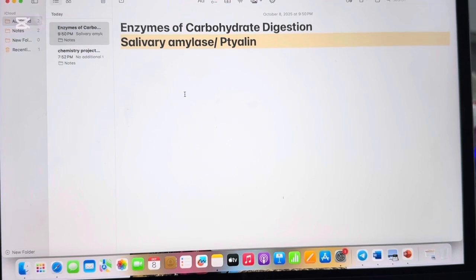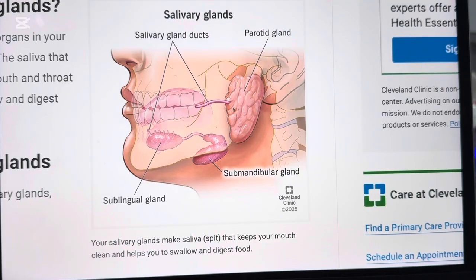And the very first carbohydrate digesting enzyme you're going to deal with is salivary amylase, which can also be called ptyalin. P is silent, all right? There you go. Salivary glands, which are exocrine glands because they have ducts, and whatever they produce in the saliva, they go through the duct and then they get into your mouth, and it helps in digestion. It helps in moistening the food and protect our oral cavity from the bacteria.